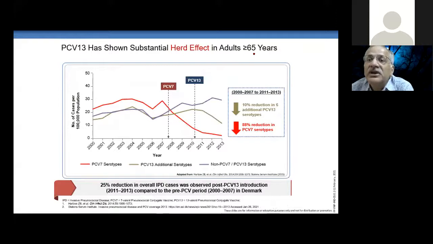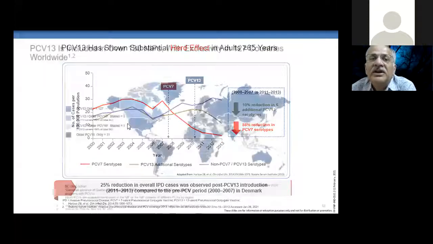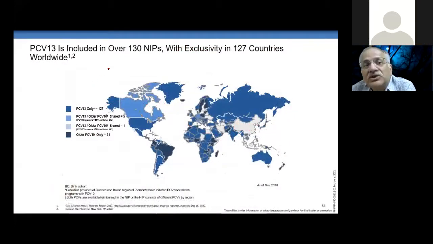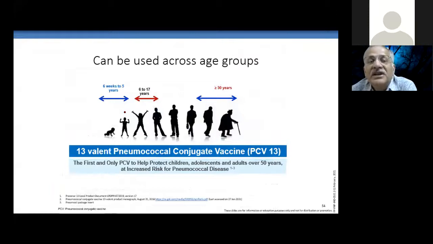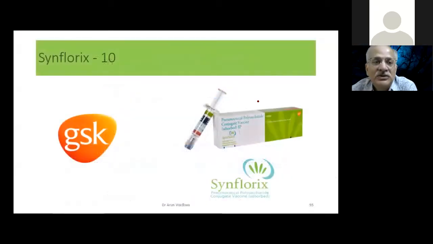Herd effect has been seen in adults over 65 years of age, and that is why they have stopped giving PCV13 in the US, because of the herd effect from the children. It is also included in 130 NIPs, exclusively in 127 countries. So out of the 195 countries in the world, it is used in 130 countries, which speaks volumes about this. So definitely a good vaccine. Another good advantage is that it can be used across ages, till 17 years and above 50 years of age. So this is the only vaccine that can be used above 5 years of age, above 65, above 50 years of age in adults also.